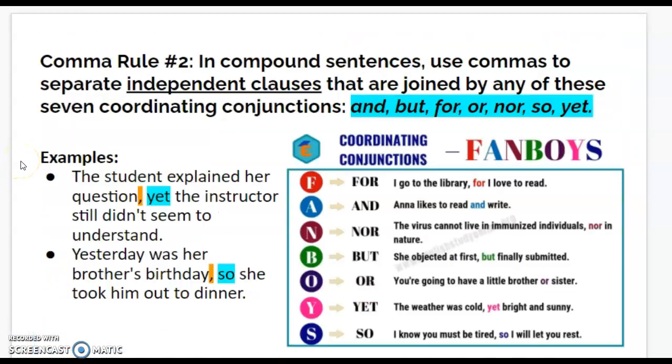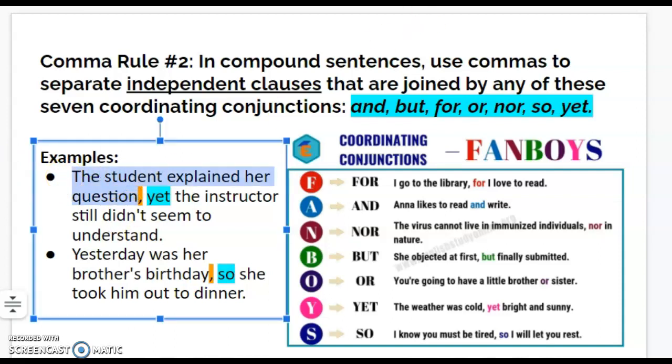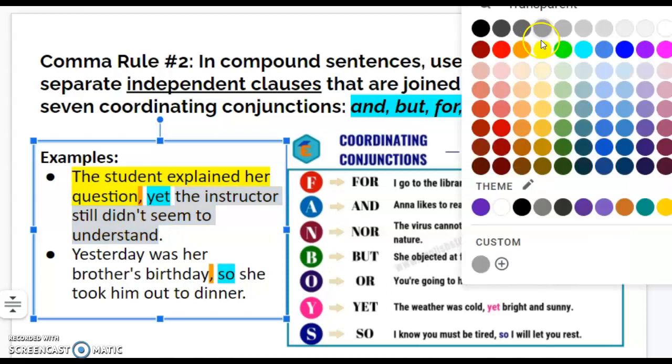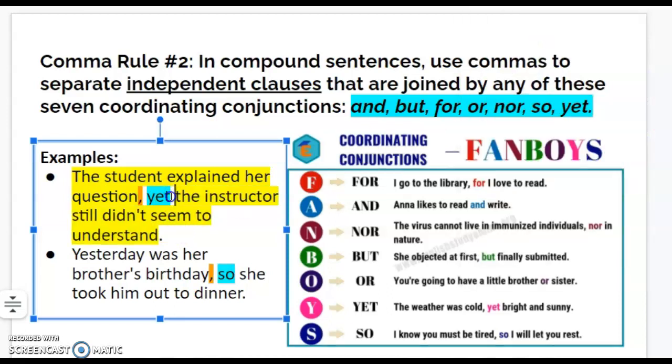Okay, so comma rule number 2. When you have compound sentences, you want to use commas to separate the independent clauses that are joined by any of the coordinating conjunctions. I don't care that you remember independent clause, compound sentence, coordinating conjunctions. I just have to be able to use that language for you to understand. So again, for my examples, the student explained her question. That's a full sentence. The instructor didn't seem to understand. Also a full sentence. So when those two independent clauses are joined by a coordinating conjunction, you put a comma before that coordinating conjunction.